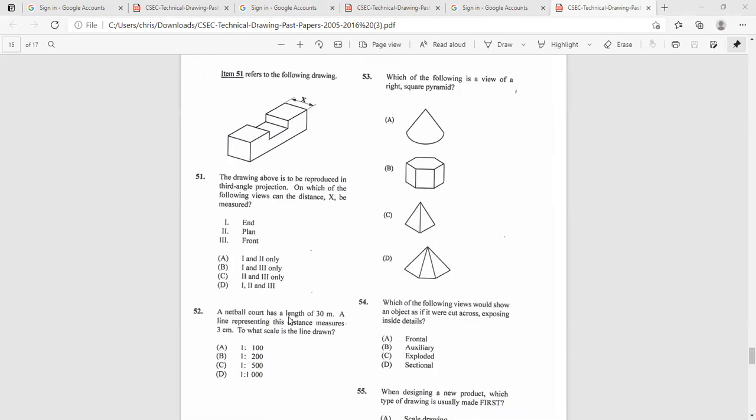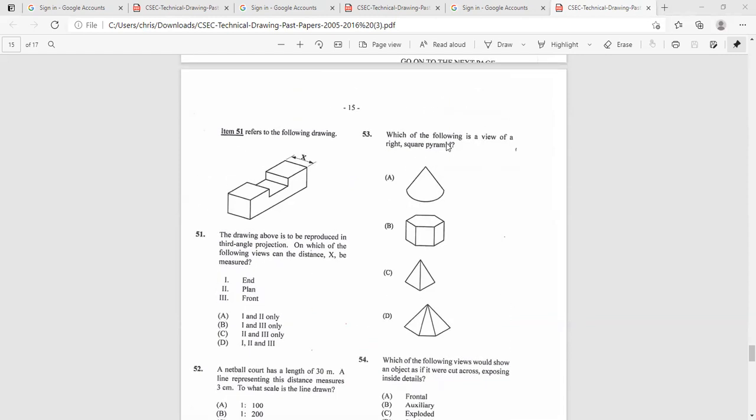A netball court has a length of 30 meters. A line that represents this distance measures 3 centimeters. To what scale is the line drawn? So we will need to equate these. 3 centimeters, when you multiply this by 100, we get 3,000, because 100 centimeters equals a meter. So 3 to 3,000 would work out to 1 to 1,000. So the ratio would be 1 to 1,000.